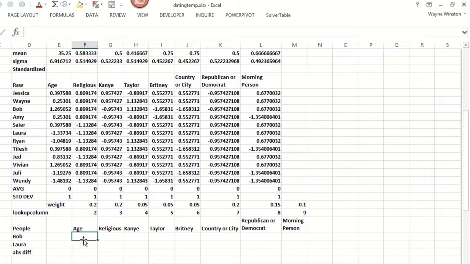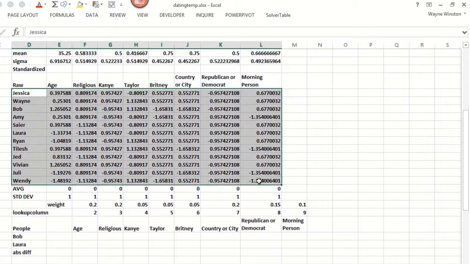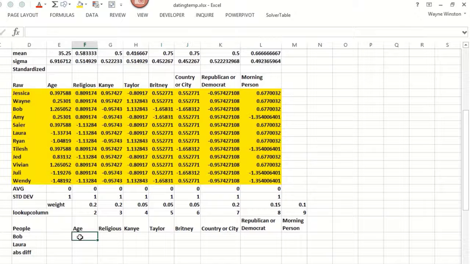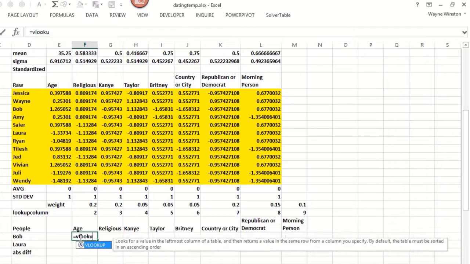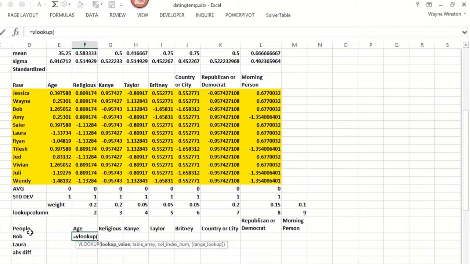Okay, now how would I look up their age, etc., their religion? I could do a VLOOKUP. So if I do Bob, I would find the age in the second column, and I'd find the religion in the third column, if I use this range right here. I would find the Kanya score in the fourth column there. So I could do a VLOOKUP. See, we're using so much stuff that we learned.